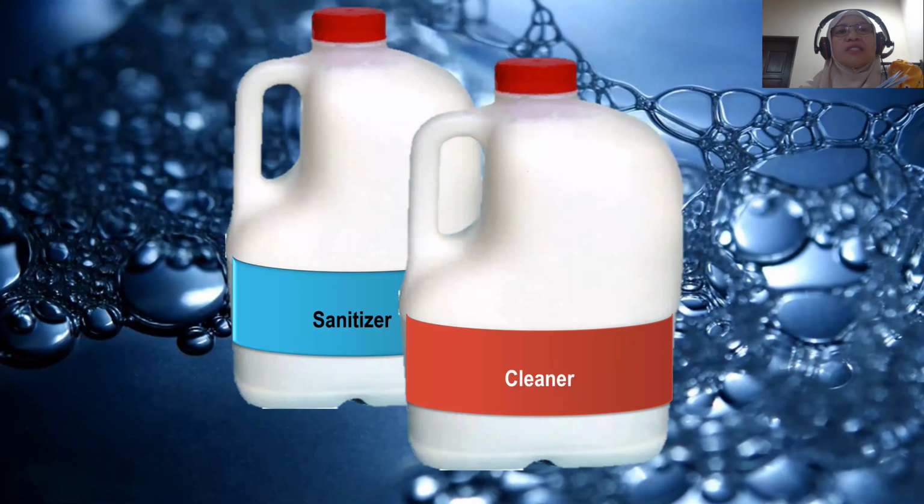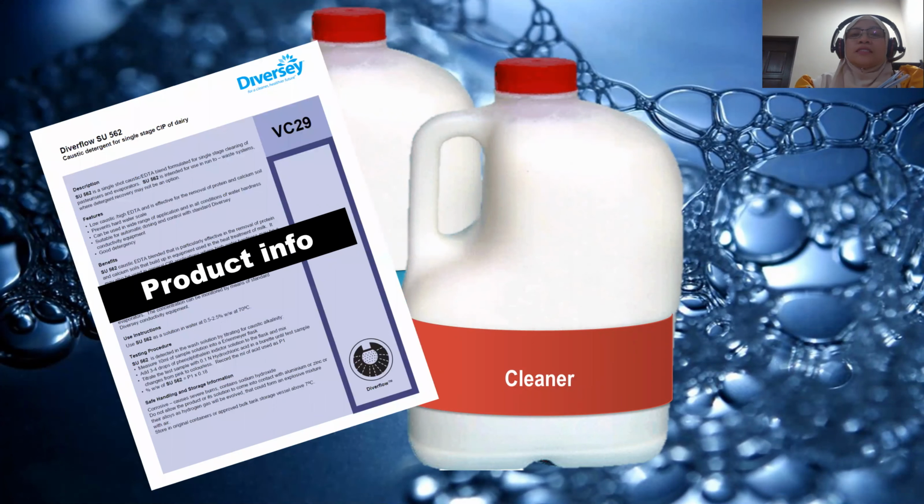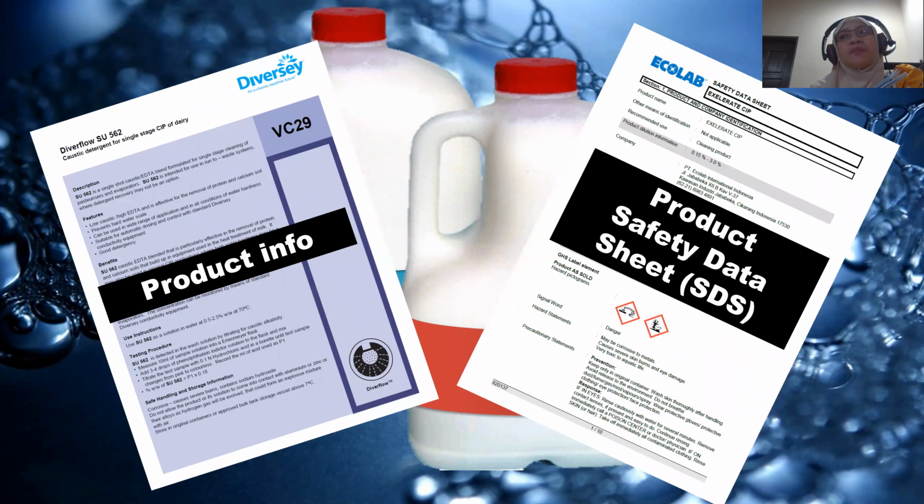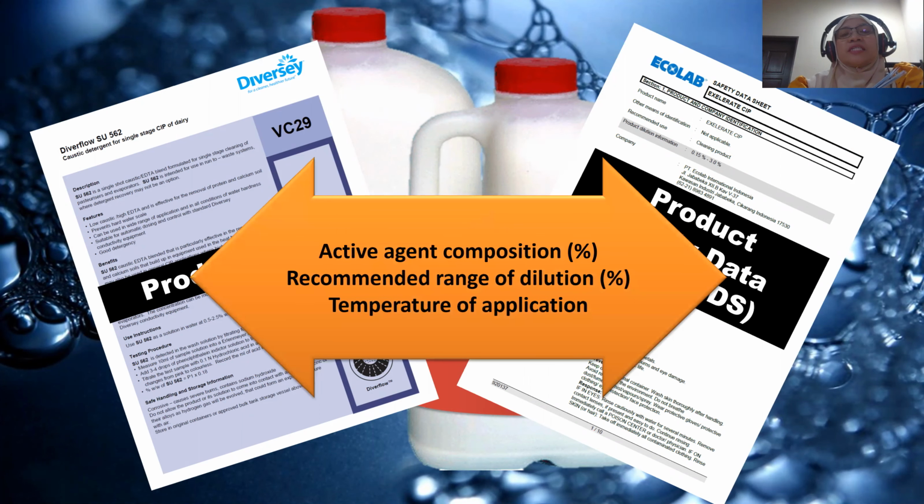Your supplier of detergent and sanitizer should provide product info and a safety data sheet, also simply called SDS. In this document, you will get information on composition in percentage of the chemical. The important composition that you should note is the active ingredients. In the product info document, there is a brief description of use instruction, which basically will give the range in percentage for dilution and the temperature of application.